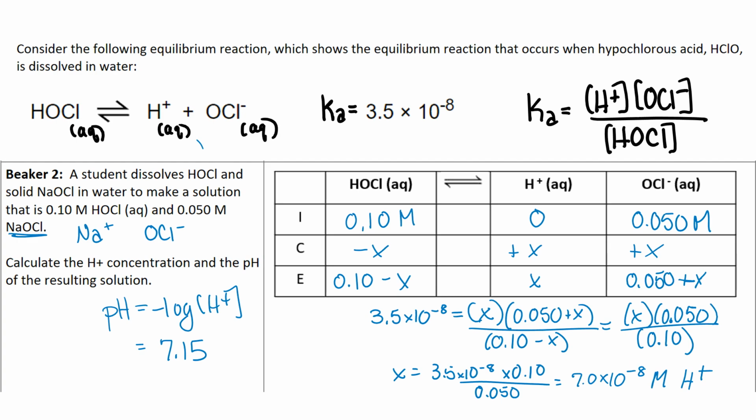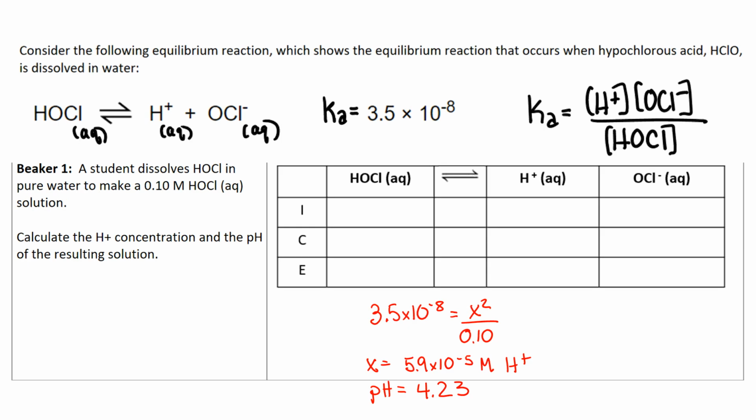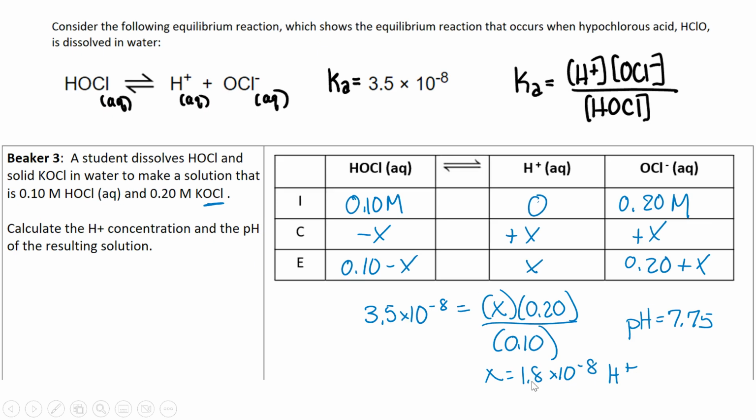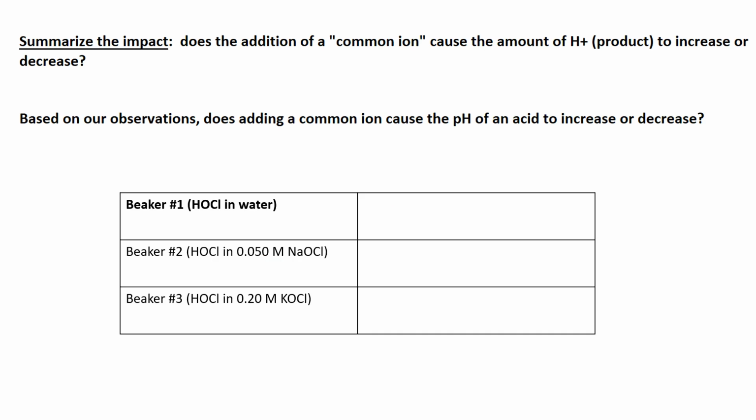What we should notice is that when we add a common ion, the amount of hydrogen ions decreases. In the case where there's no common ion, where our original one was just the acid, we made 5 times 10 negative fifth hydrogen. When we had a little bit of common ion, it was 7 times 10 negative 8. And when we added more common ion, now it's about 2 times 10 negative 8. Notice that the pH is increasing each time. So when we add a common ion in this acid equilibria, it causes the amount of H plus to decrease. When there's a common ion, we make less hydrogen ions, and as a result, we'll observe that the pH ends up increasing.